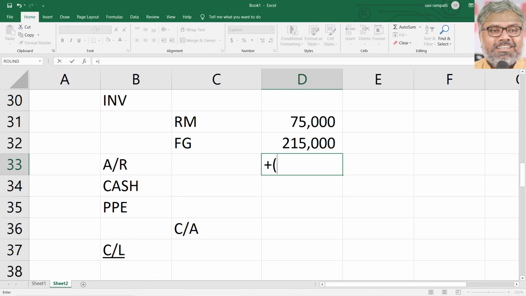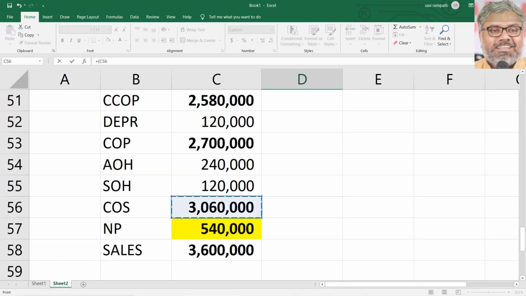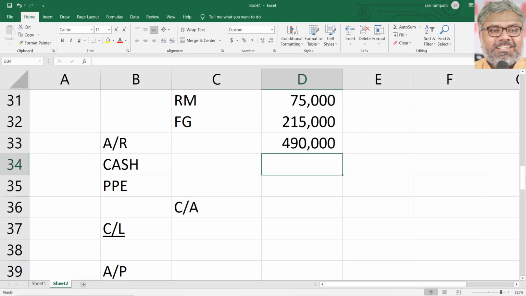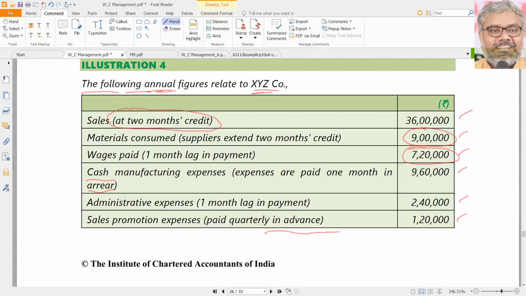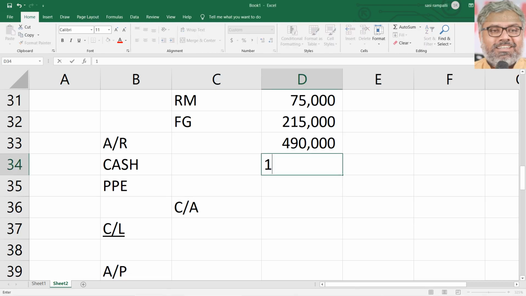Be careful. What we have here is cost of sales. Cost of sales is correct, 3,060. But from that you need to deduct 1,20,000. Why? Depreciation is included in our cost sheet, but we need only cash cost of sales. So if you take out 1,20,000, that gives us cash cost of sales, and into 2 by 12. That is debtors. Then the amount of cash is given in the question straight away, that is 1 lakh.